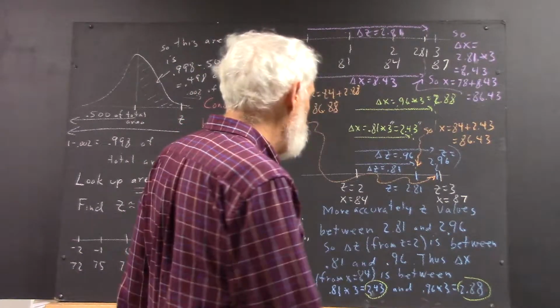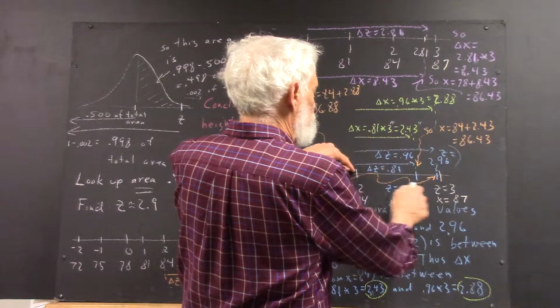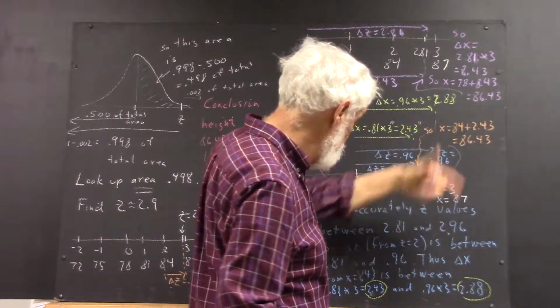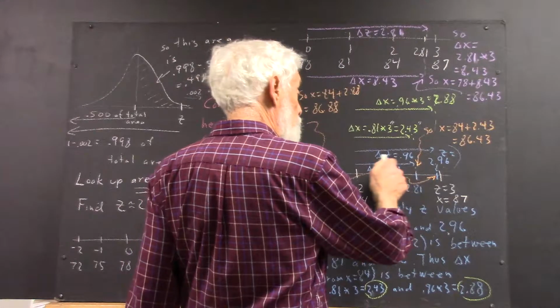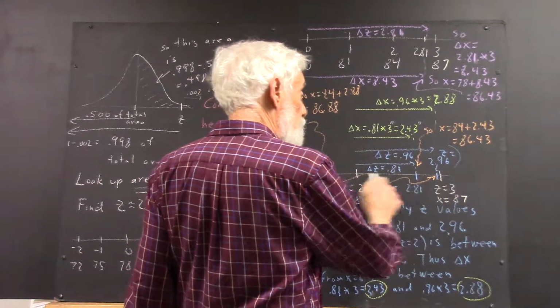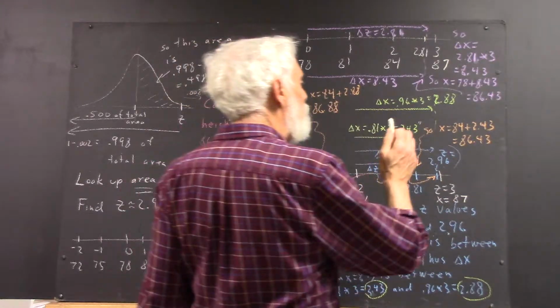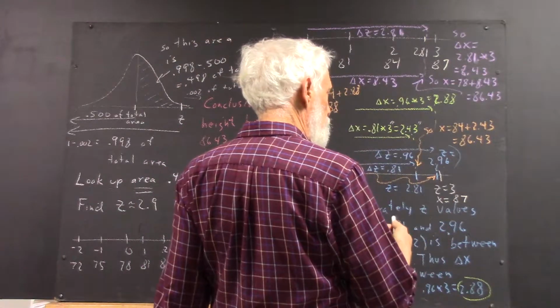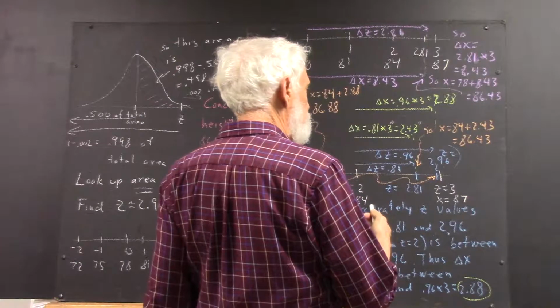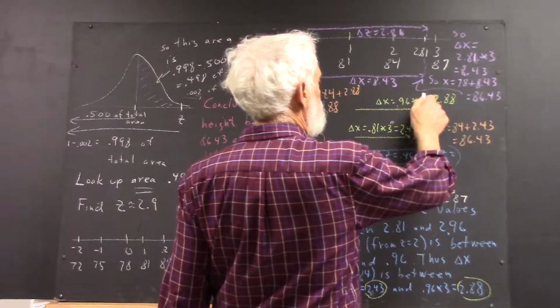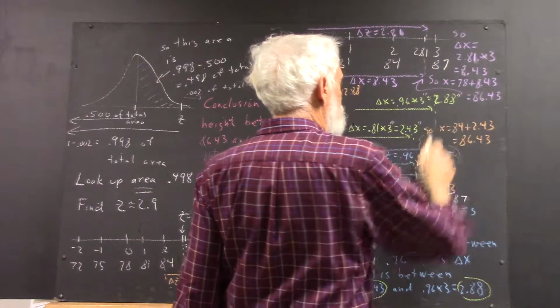Okay, and then from z equals 2 to z equals 2.96, what's delta z? Think about it, don't read it. Yeah, okay, well, it's 0.96. To go from here to here, we've got to move 0.96 z values, which is 0.96 standard deviations. And we can do that up here. Your delta x is then 0.96 times 3 inches, or 2.88 inches.